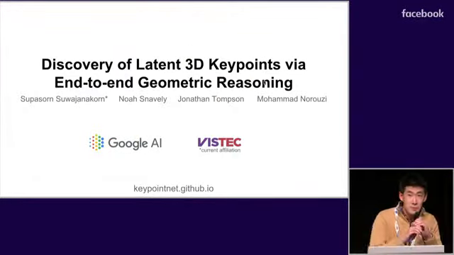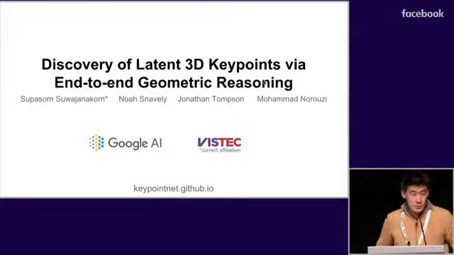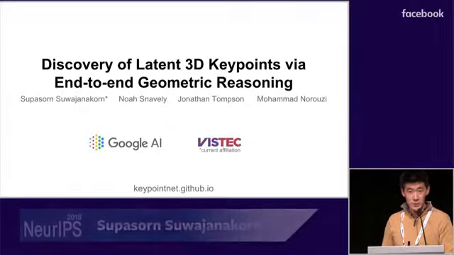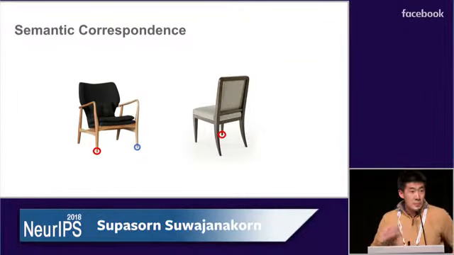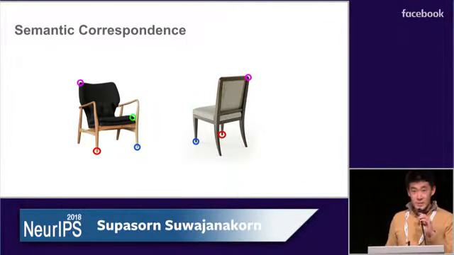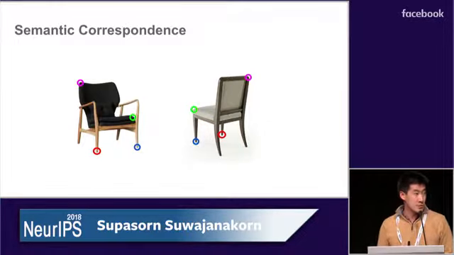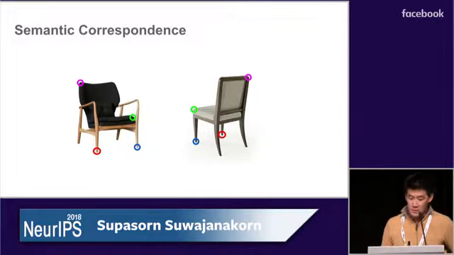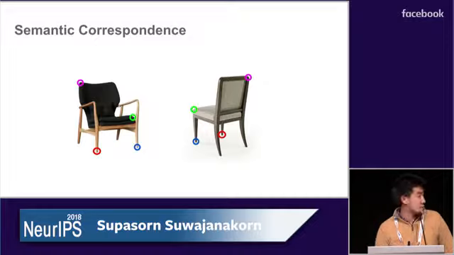Hi, I'm Supasorn from VISTEC, Thailand, and this work is done with Noah Snavely, Jonathan Thompson, and Mohammad Norouzi from Google. Being able to find semantic correspondence, such as these key points, is part of object understanding and is crucial in many vision applications. Humans are surprisingly good at this task, but this turns out to be very hard for computers because these chairs look very different, and not to mention that we view them from different angles as well.